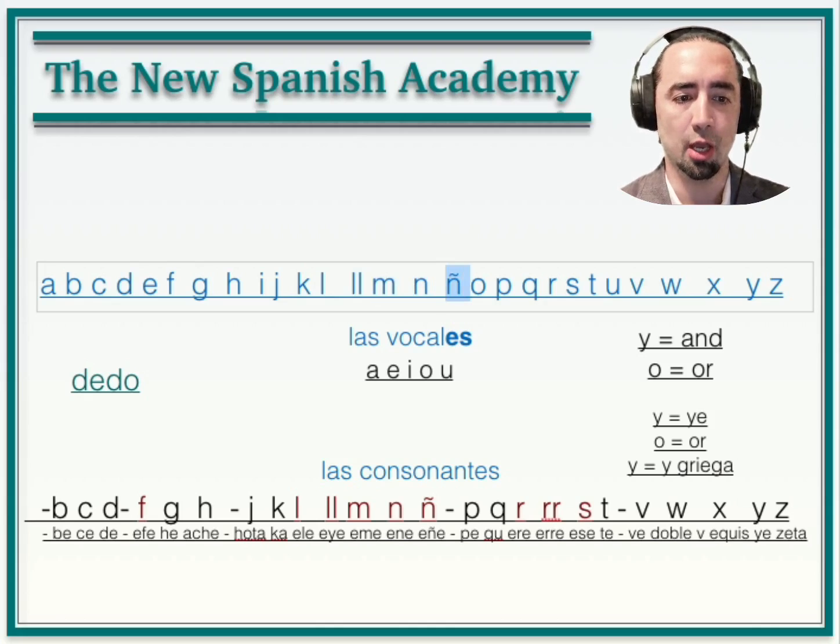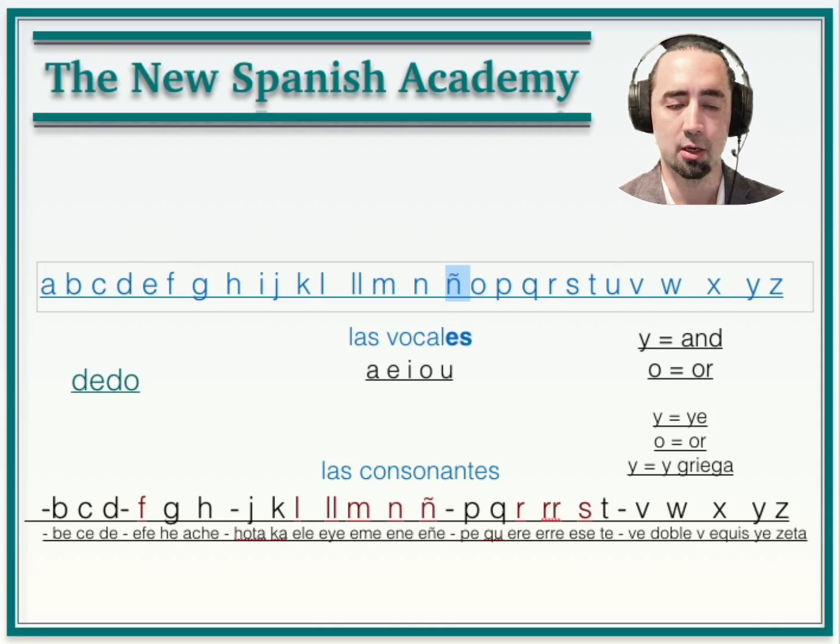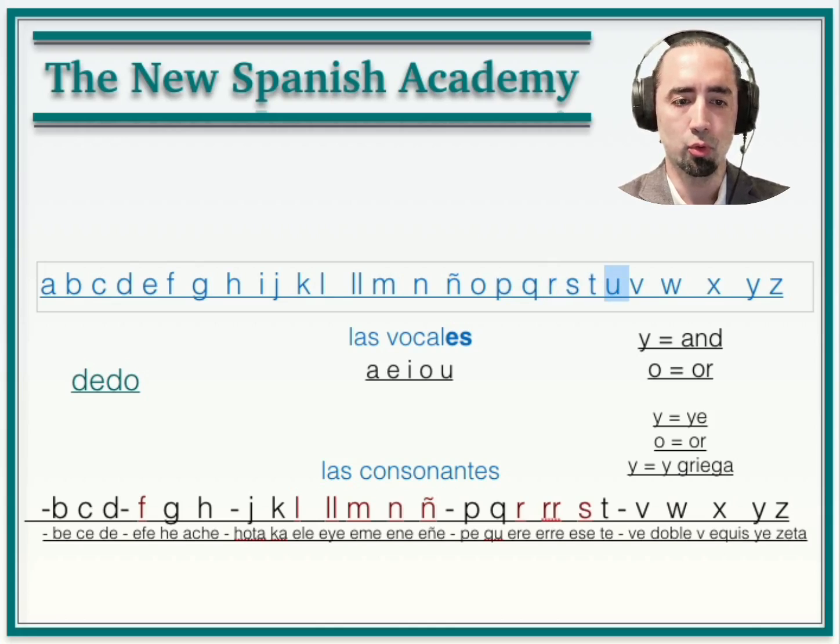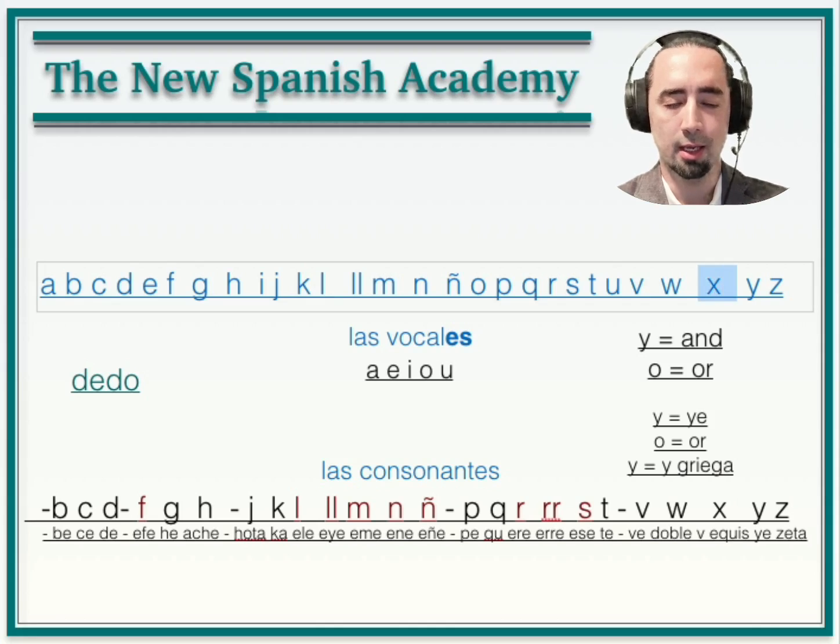Ñ. So Ñ is the only letter that differs from English because there's no such sound in English. Ñ. O, P, Q, R, S, T, U, V, W, X, Y, or we can also say Y.